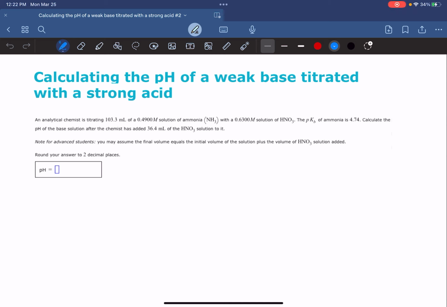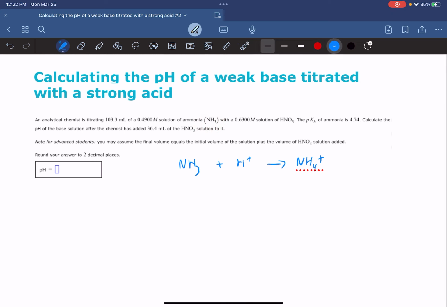So we're going to do the stoich first. We're going to write NH3, which is our weak base, and we're going to react that with H plus, and it's going to form NH4 plus. We're going to get really used to the fact that they love using ammonia because it looks like it has a bunch of hydrogens and could be an acid, but really it's a base.